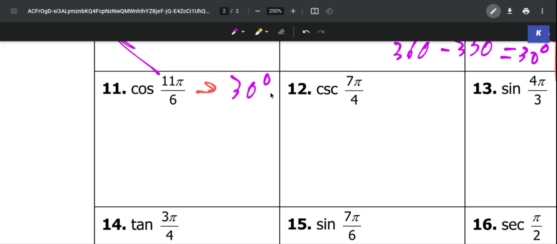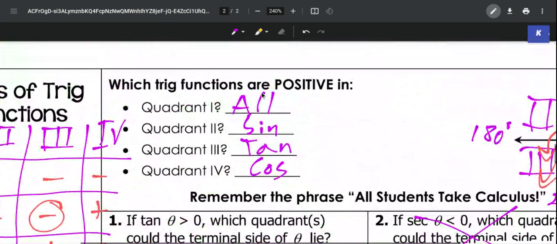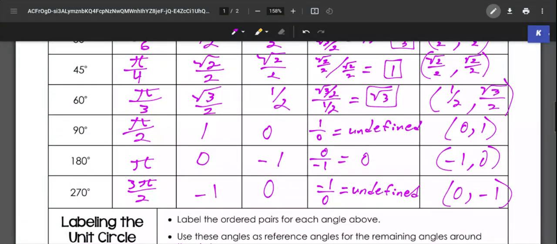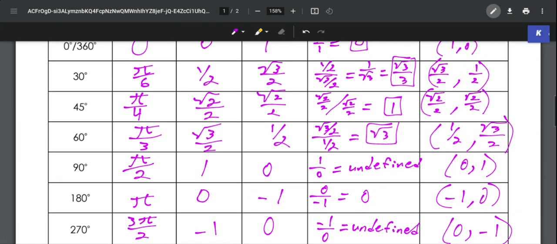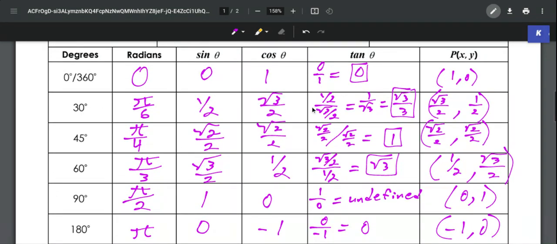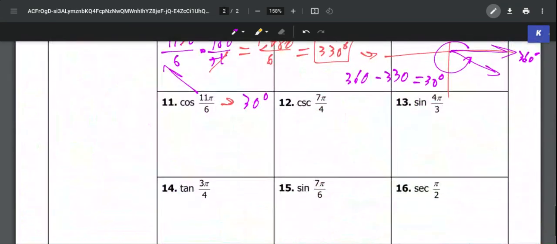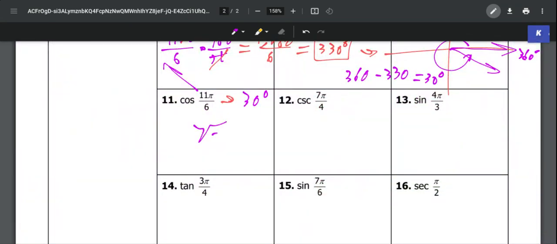So we're going to look at cosine of 30 degrees and get that actual value, and then we'll decide the sign. So let's see, it was 30 degrees and it was cosine. So that gives us square root of 3 over 2. So this will be the square root of 3 over 2.